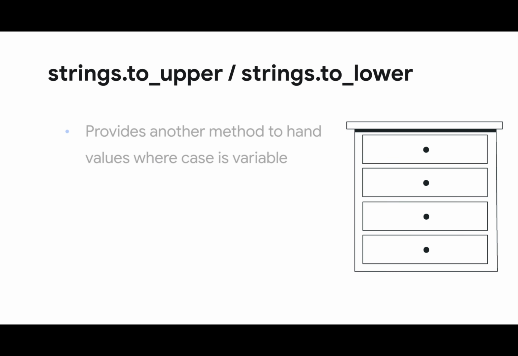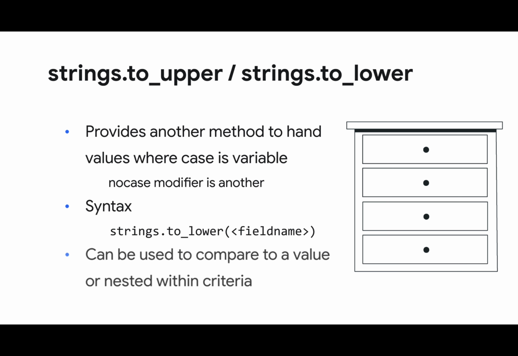The string functions toUpper and toLower provide us another method to work with values where case is variable. We've previously discussed the nocase modifier, but here we will put our functions and the modifier into practice. The syntax for our functions is strings.toUpper or toLower, followed by the field name prepended with the event variable. These functions can be used to compare a field to a value, or they can be nested as part of some additional criteria. Let's take a look at it in action.